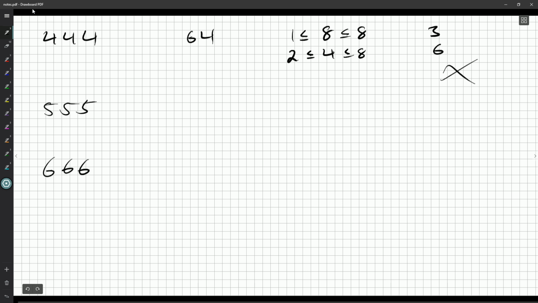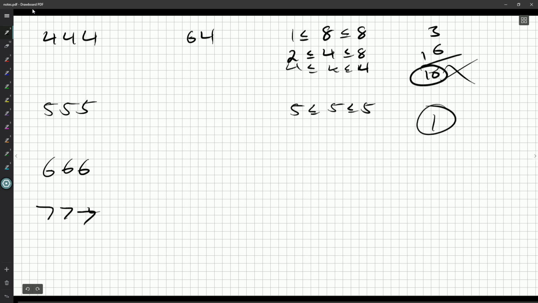The 5s are interesting. 1, 5, you have to be 25. So there's really only one way to do the 5s. Similarly, there should only be one way to do the 7s. If you're curious, it's 10 ways to do the 4s, one way to do the 5s, one way to do the 7s. The 6s are going to be interesting.